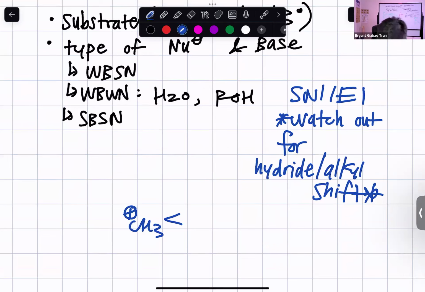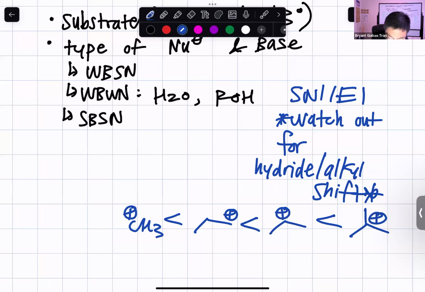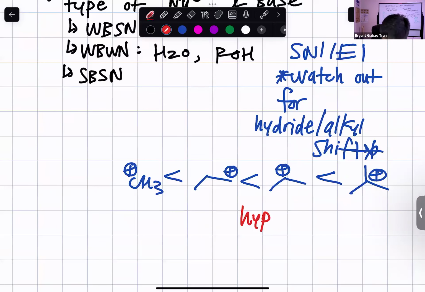Yes, for now, tertiary. Methyl is the least stable. Primary is the second least stable. Secondary, and then tertiary is the most stable that you learned, right? And there is a factor that describes all of this, which is hyperconjugation.